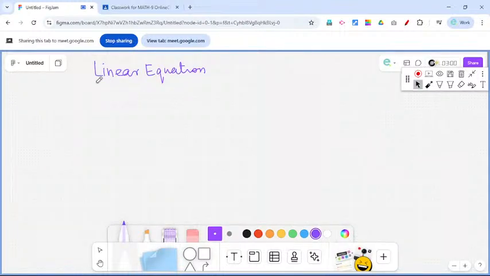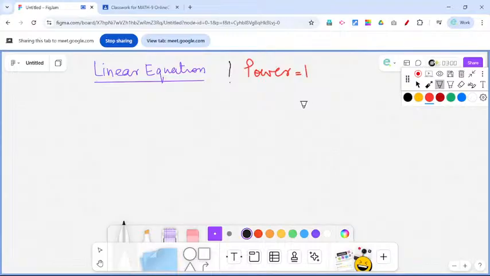So linear equation, we will just quickly recap. In linear equation, what did we do? What do you mean by linear equation? It has power one. What has power 1? In a linear equation, the variable has power 1.